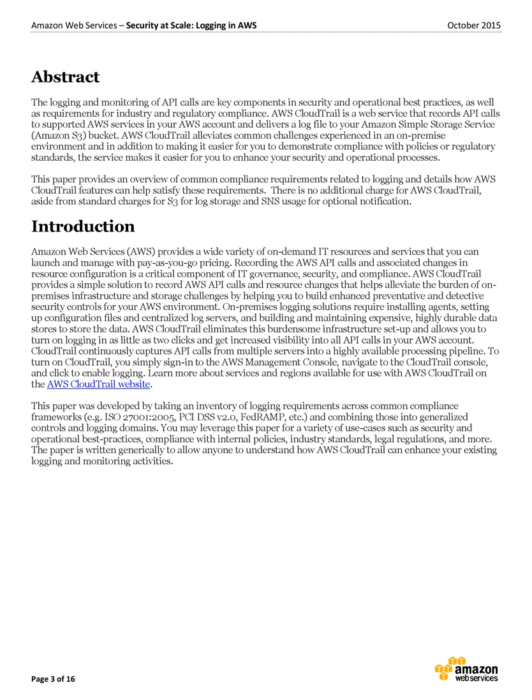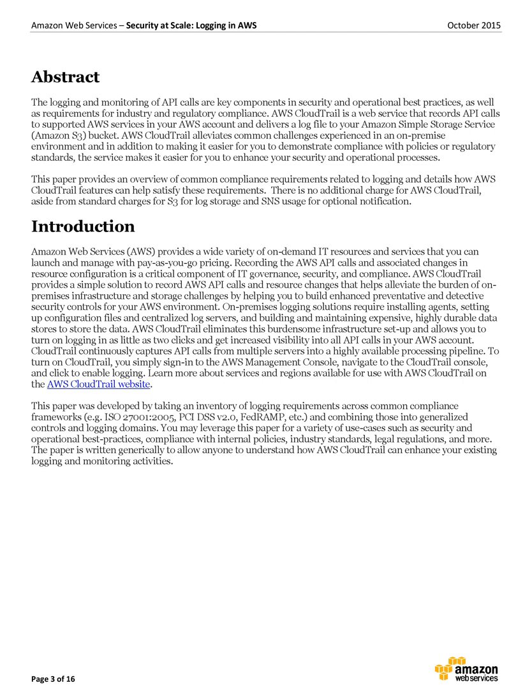Introduction. Amazon Web Services, AWS, provides a wide variety of on-demand IT resources and services that you can launch and manage with pay-as-you-go pricing. Recording the AWS API calls and associated changes in resource configuration is a critical component of IT governance, security, and compliance. AWS CloudTrail provides a simple solution to record AWS API calls and resource changes that helps alleviate the burden of on-premises infrastructure and storage challenges by helping you to build enhanced preventative and detective security controls for your AWS environment.